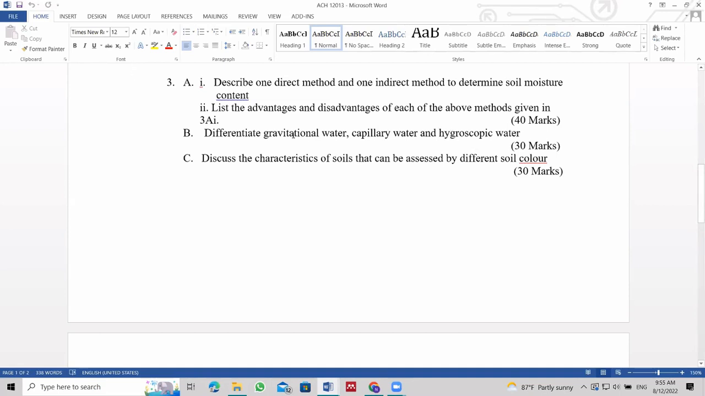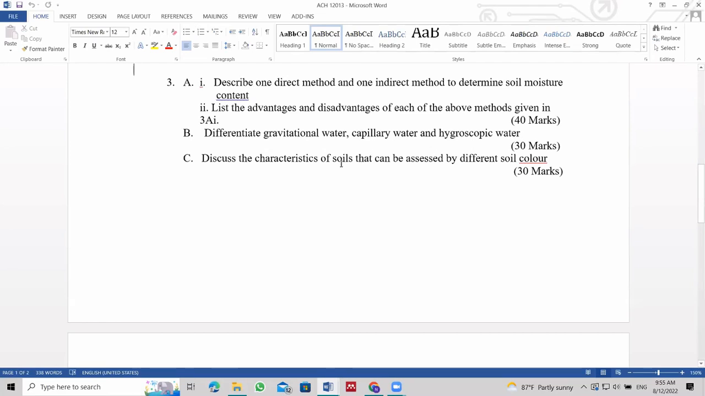So if you just tell what is gravitational, what is capillary, and what is hygroscopic, then you have to tell which is available to the plant. Gravitational water is not available to the plant, or it is harmful to the plant. Capillary water is available to the plant, and hygroscopic water is not available to the plant. So those kinds of differences you have to tell. Maybe you can put a table with 3 columns, then write the differences.